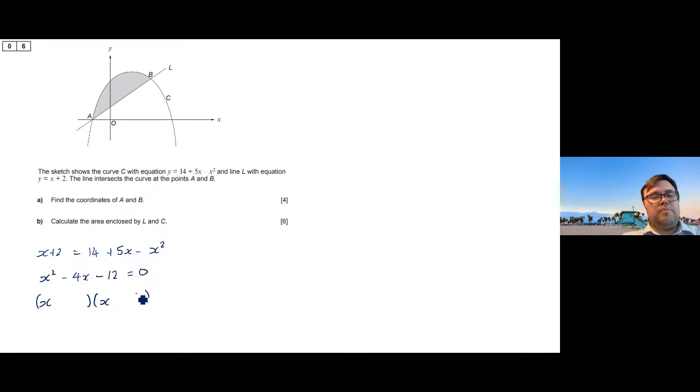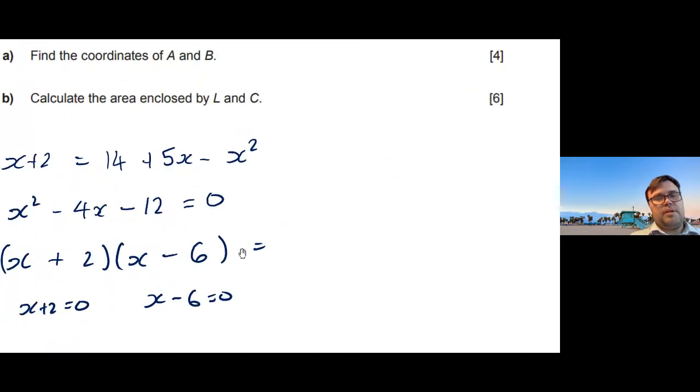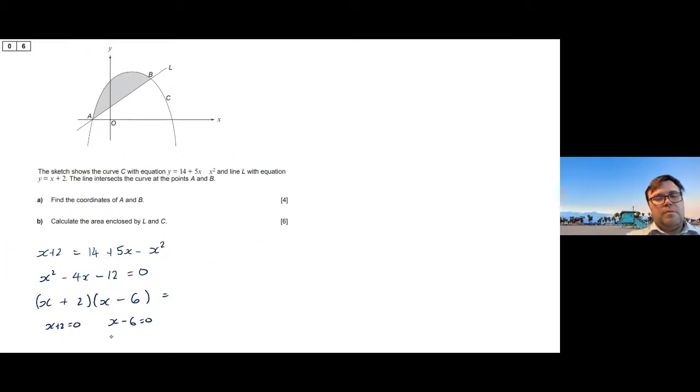12, 6 and 2. This one will be minus and this one will be positive. So x plus 2 is equal to 0, x minus 6 is equal to 0. So we have x equals minus 2, x is equal to 6.